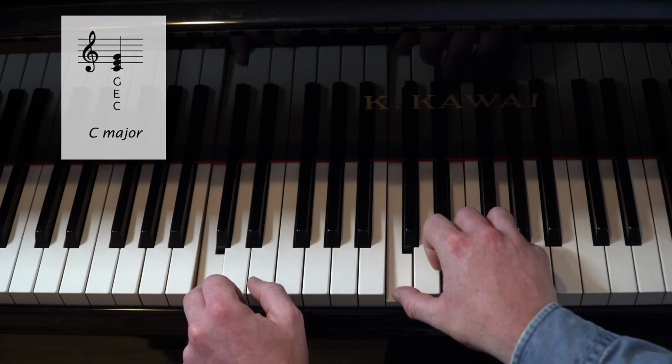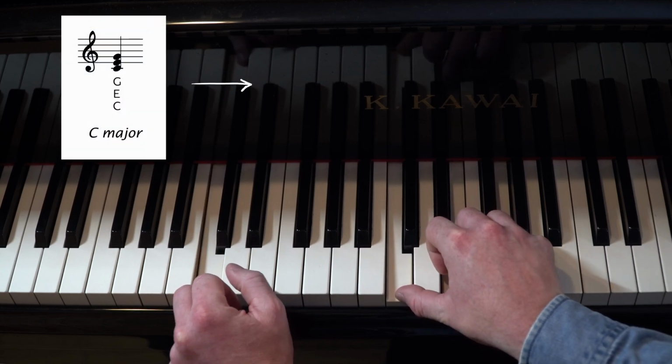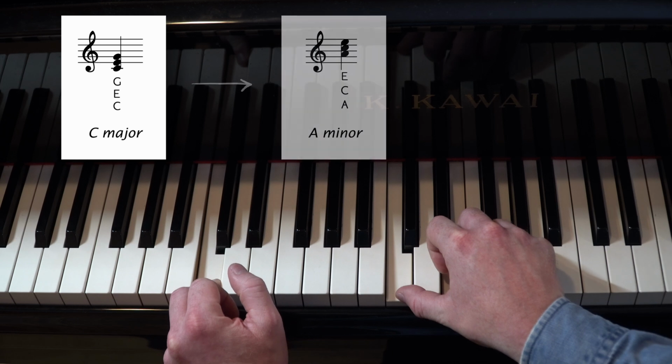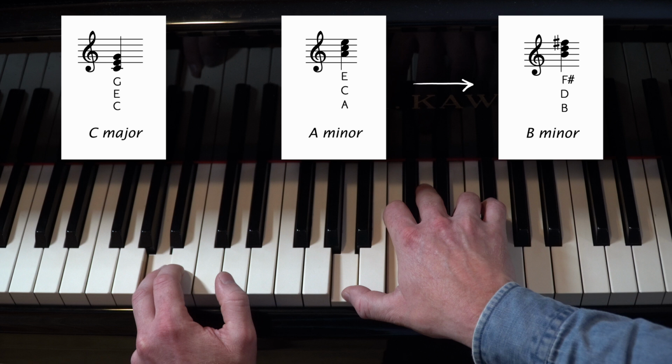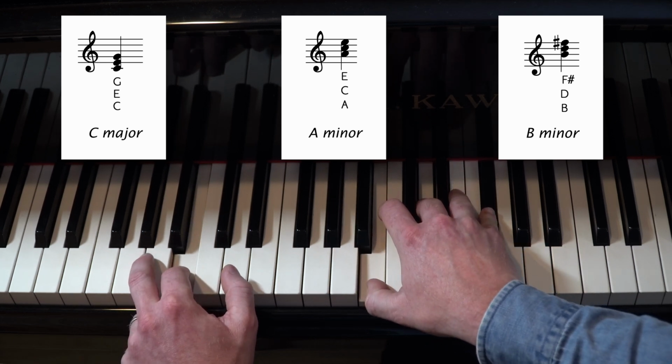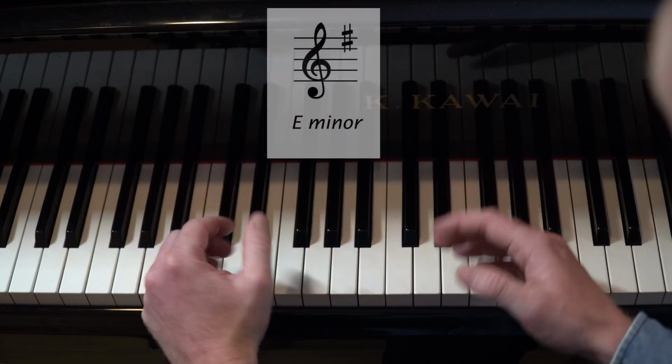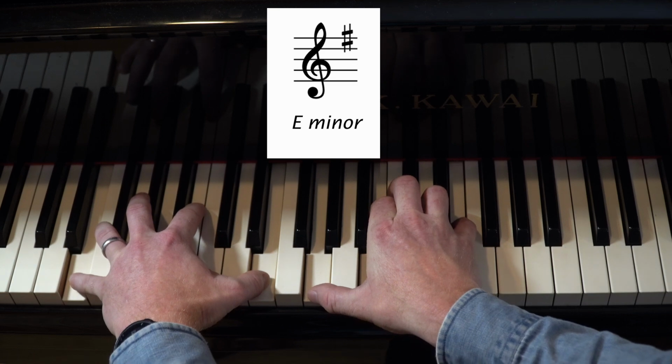So, to recap, my original key is C major and I'm going to play a C major chord. Then to modulate, I'm going to need my pivot chord, which is A minor. Then I need my modulating chord, which is B minor. I've now modulated. I can use chords from the new key. My new home, which is E minor, and the mood of the music will have totally changed.